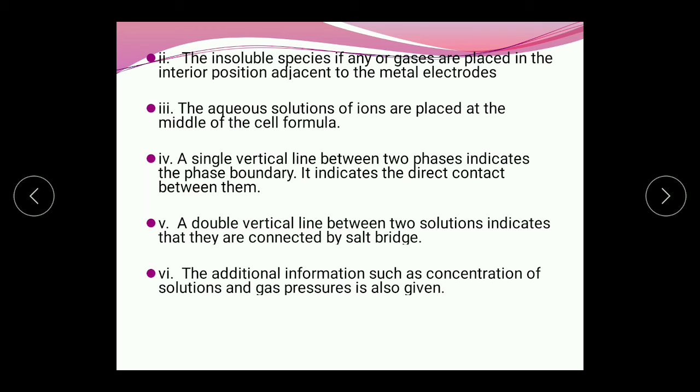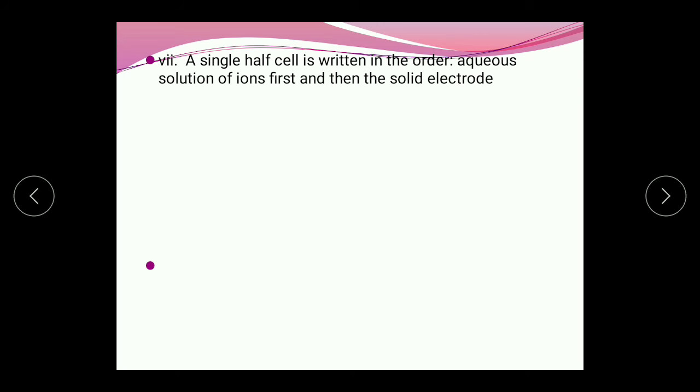What is anode, what is cathode, what is their concentration, what is their pressure, everything about that cell. And now the next point. A single half cell is written in the order: aqueous solution of ions first and then the solid electrode.